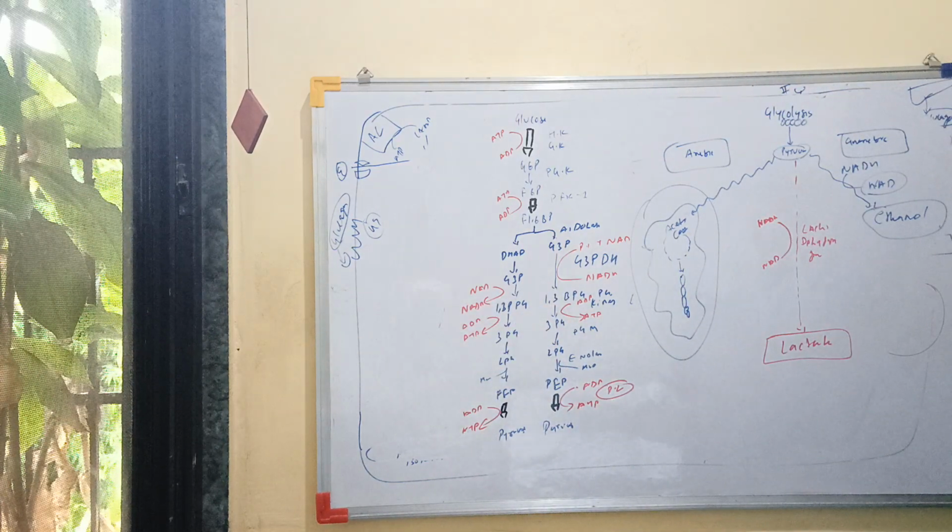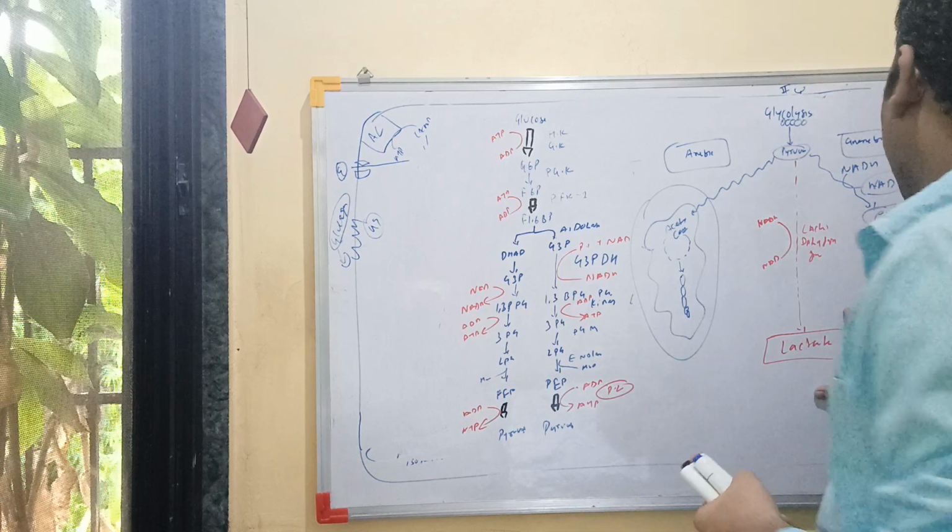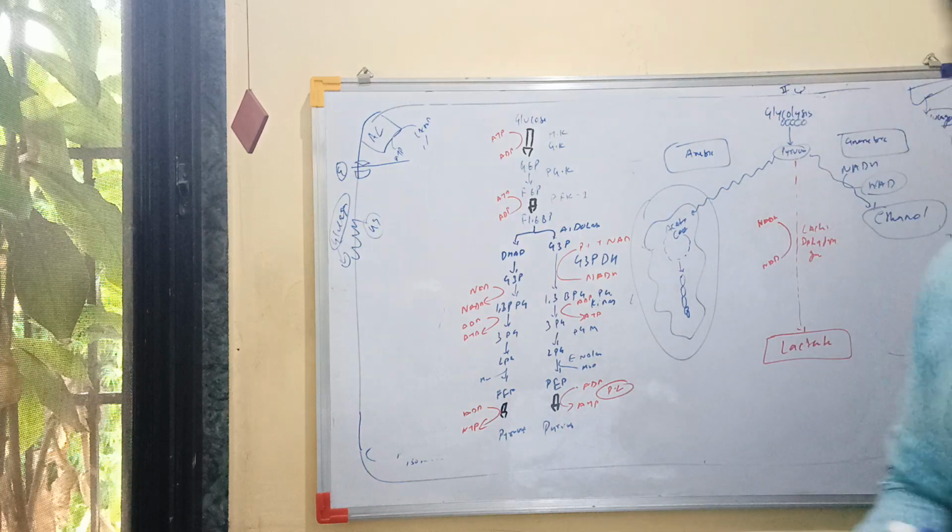So here we talk about fermentation. What do we mean by fermentation? It is the glycolysis pathway, specifically anaerobic glycolysis, which we are talking about. That means glycolysis under anaerobic condition. The end product can be lactate or ethanol. That is fermentation for you guys.